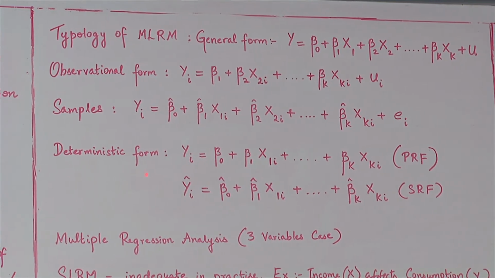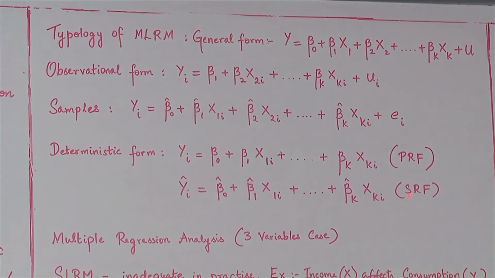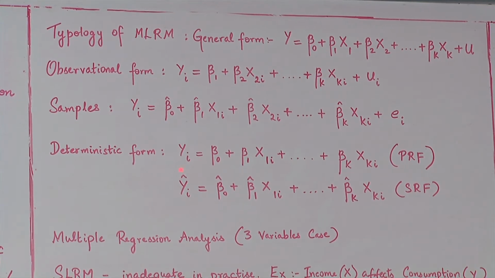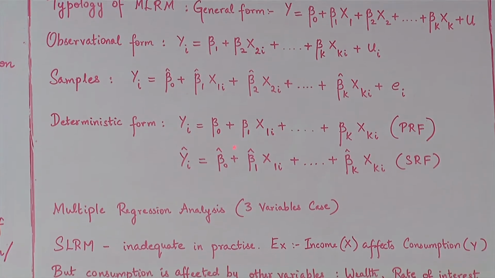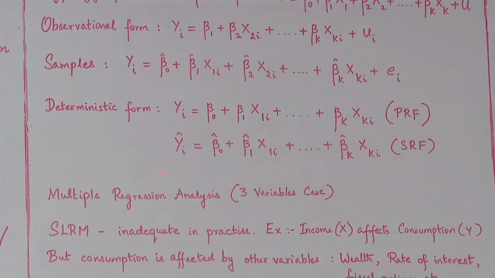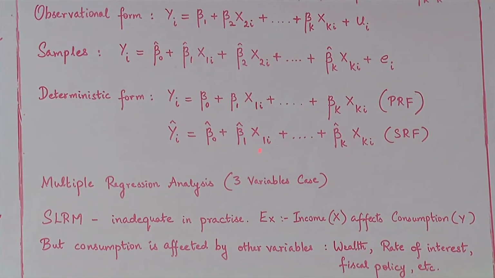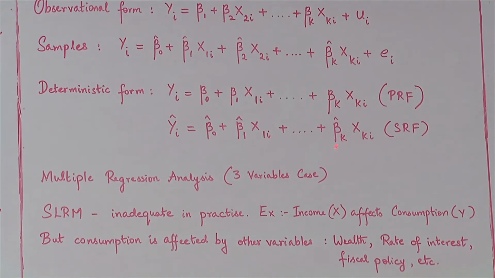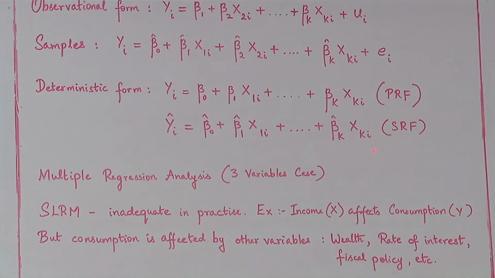In deterministic form, we have two forms, one is population regression function and sample regression function. So, PRF is written as y i is equal to beta naught plus beta 1 x 1 i plus etc. plus beta k x k i, and SRF is written as y i hat is equal to beta naught hat plus beta 1 hat x 1 i plus etc. plus beta k hat x k i. So, here we do not have the error terms.